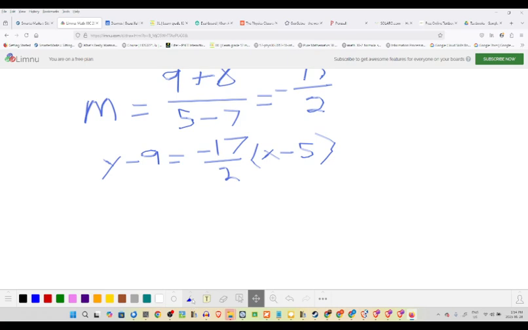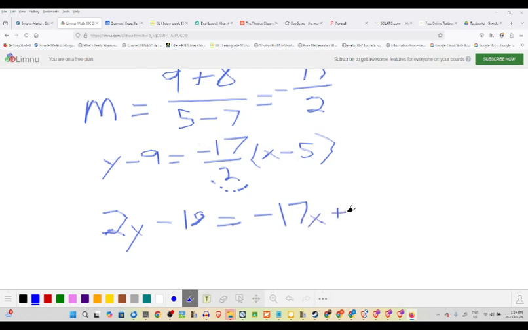We were asked for the slope-intercept form. So we're going to start by multiplying everything by 2 to get rid of this denominator. That gives us 2y minus 18 is a -17x, and then a -17 times a -5. We are adding 85.